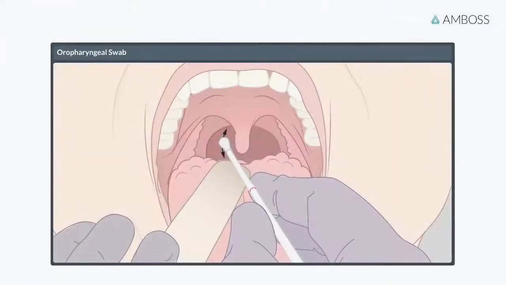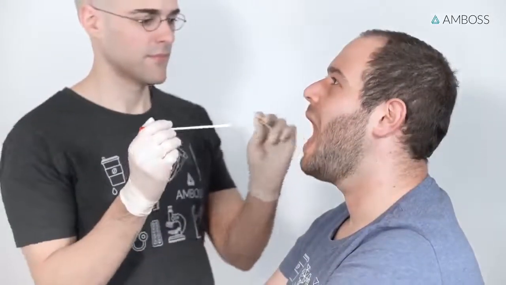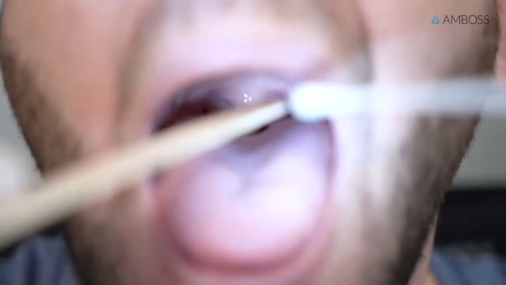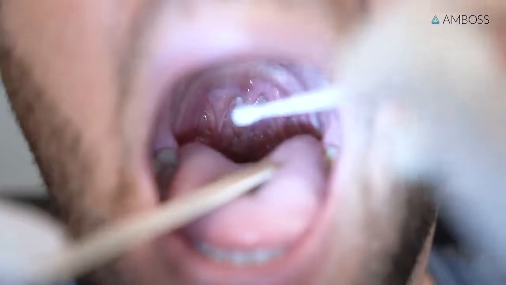If a nasopharyngeal swab cannot be collected for any reason, an oropharyngeal sample can also be collected through the mouth. Again, inform the patient that the smear will feel uncomfortable for a short time and may trigger a gag reflex. Ask the patient to open their mouth wide, protrude their tongue forward, and say "ah." Depress the patient's tongue using a tongue depressor.